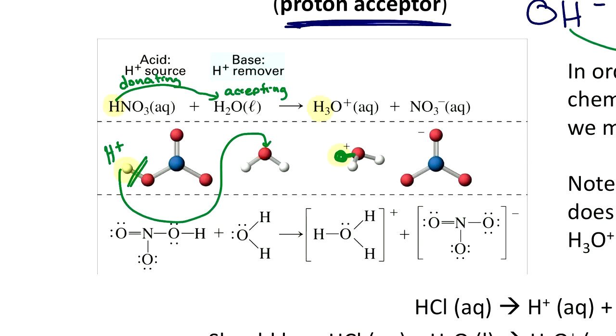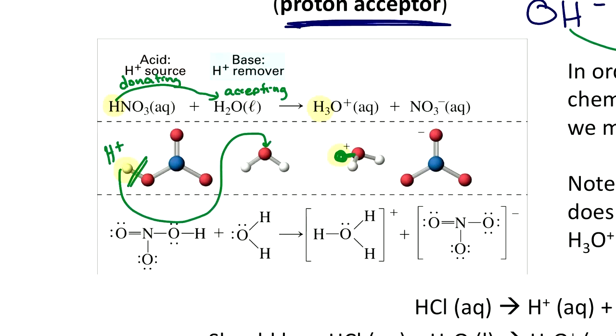So if nitric acid is donating the H+, it makes nitric acid the what? The Bronsted-Lowry acid. Very good. Then what is water doing? Water is doing what to a proton? It's accepting a proton. So in this example, water is actually acting as a base, since it's accepting that proton. All right, so we see that there.